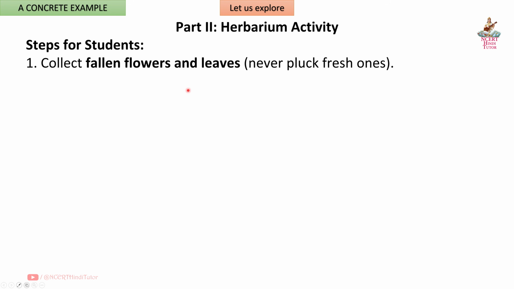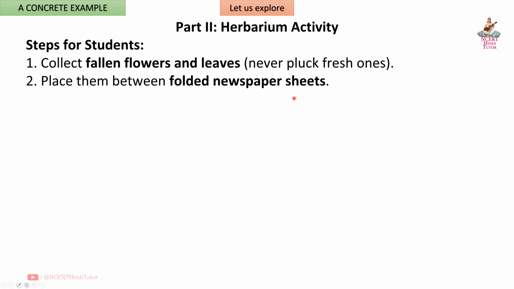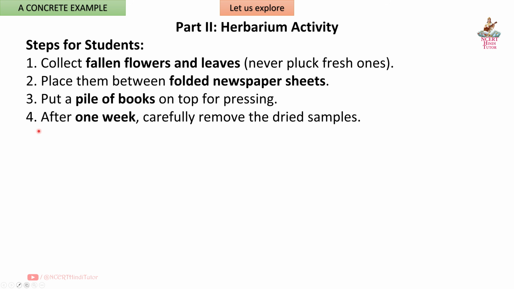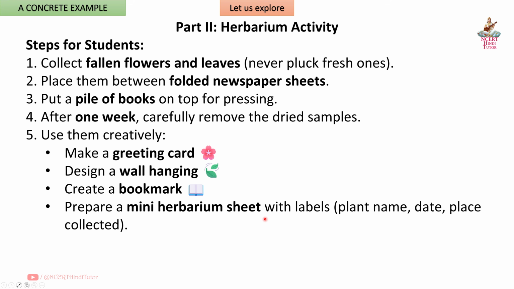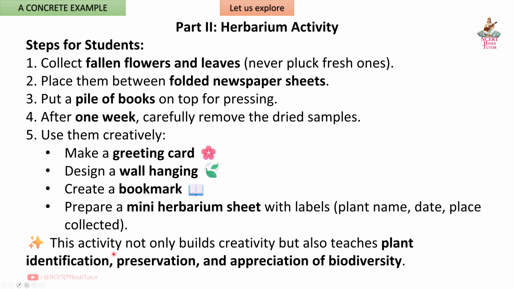First, collect fallen flowers and leaves, never pluck fresh ones. Second, place them between folded newspaper sheets. Third, put a pile of books on top for pressing. Fourth, after 1 week, carefully remove the dried samples. Fifth, use them creatively. Make a greeting card, design a wall hanging, create a bookmark, prepare a mini herbarium sheet with labels, plant name, date, place collected. This activity not only builds creativity but also teaches plant identification, preservation, and appreciation of biodiversity.